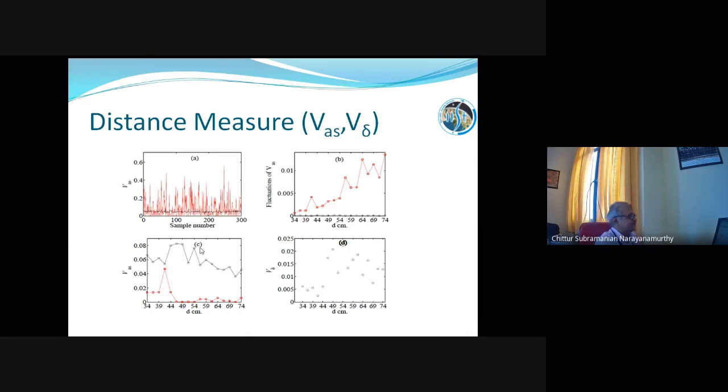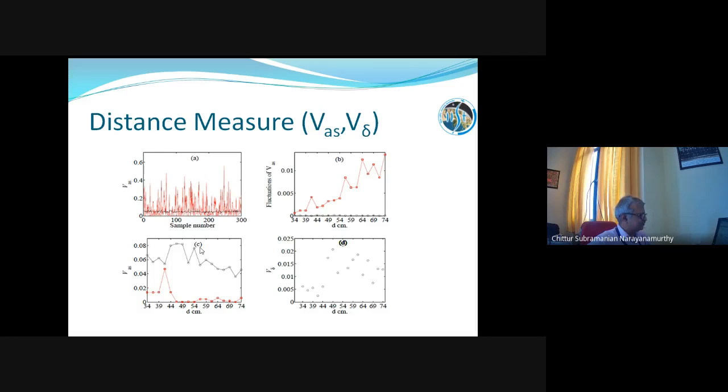Now, what are the distance measures, symmetry and asymmetry values? One of the very interesting observations we have seen is that the asymmetry value for black is very small here for various samples, and at various distances you can see the fluctuation increases as asymmetry increases. This first graph is for a particular distance. You can see the fluctuations going high at a particular distance.